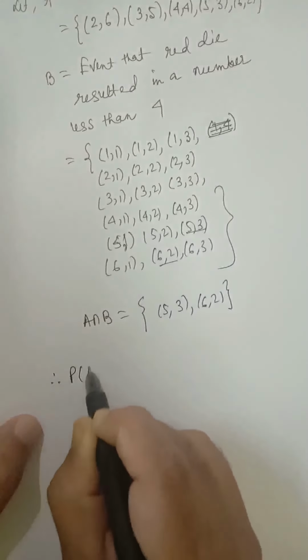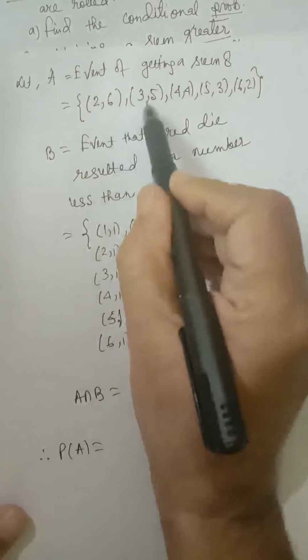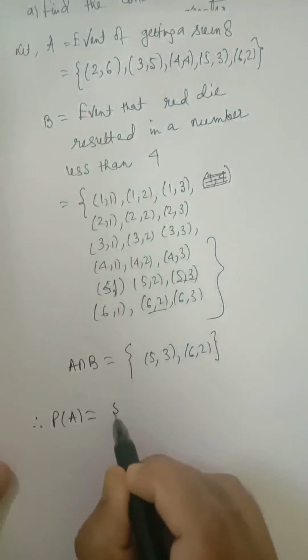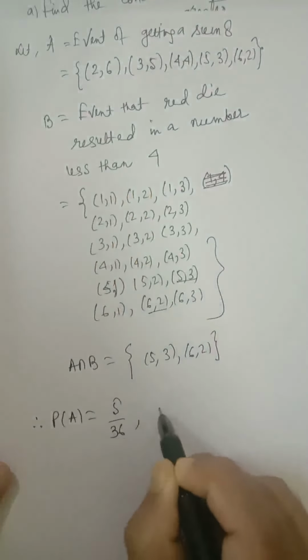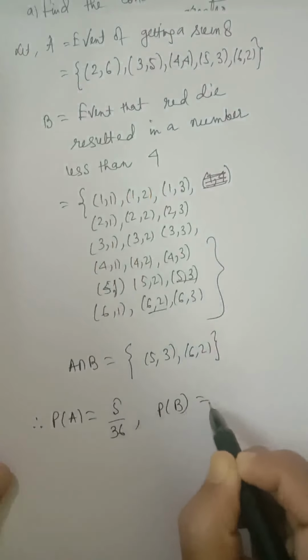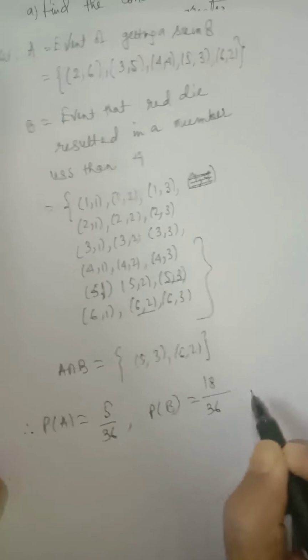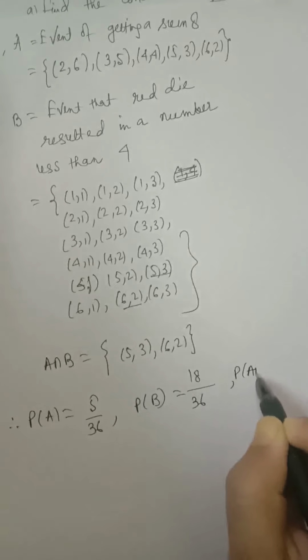Now PA equals 5 by 36. PB equals 18 by 36, and PA intersection B is 2 by 36.